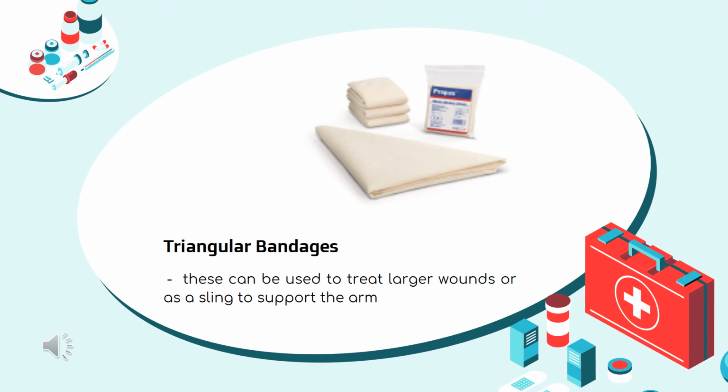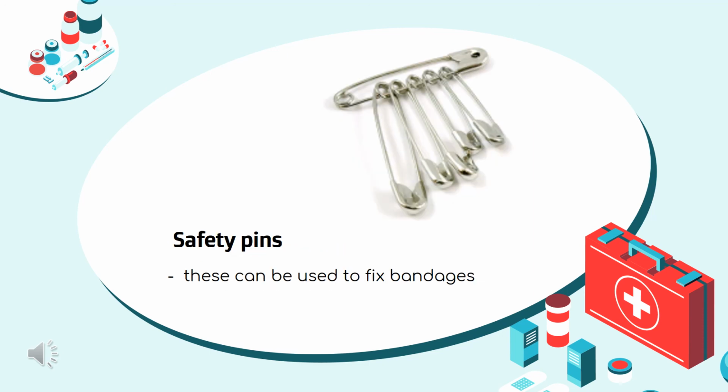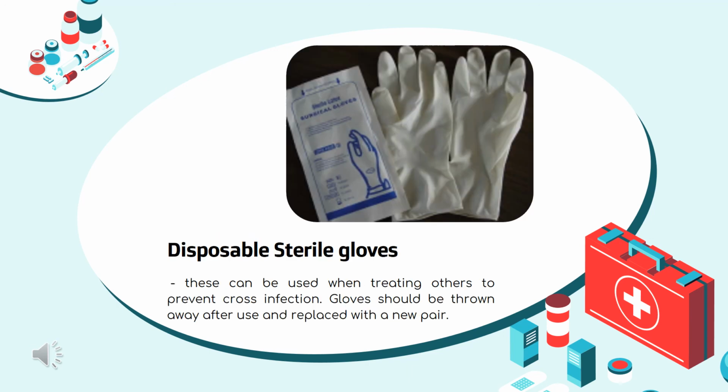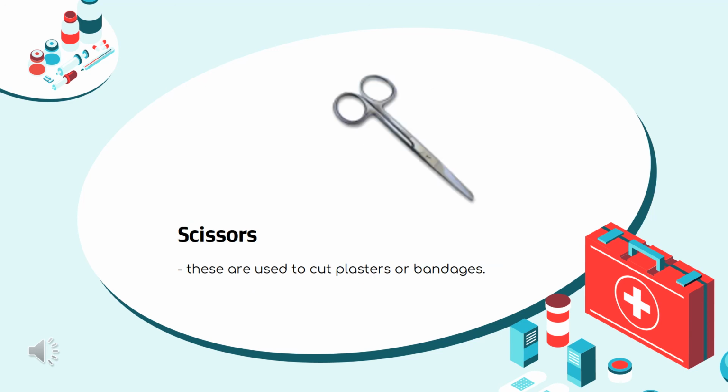Triangular bandages. This can be used to treat larger wounds or as a sling to support the arm. Crepe rolled bandages. These are used to support damaged limbs or joints. Safety pins. This can be used to fix or secure bandages. Disposable sterile gloves. This can be used when treating others to prevent cross-infection. Tweezers. These are often used to remove small foreign bodies such as splinters. Scissors. These are used to cut plasters or bandages.